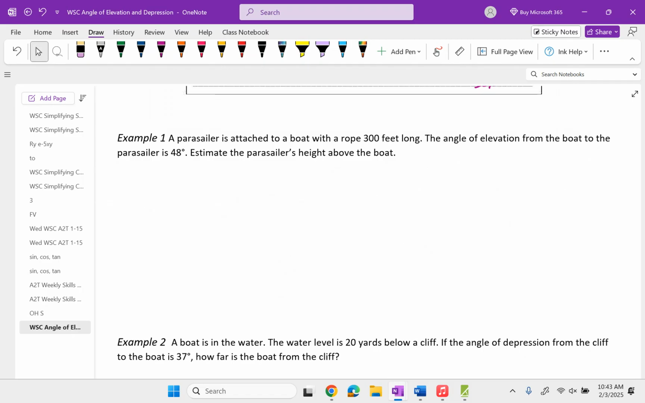All right, so we've got a parasailer attached to a boat with a rope 300 feet long. The angle of elevation from the boat to the parasailer is 48 degrees. Estimate the parasailer's height above the boat.